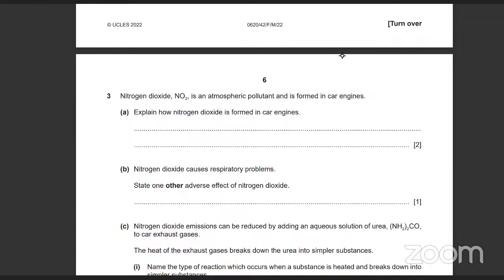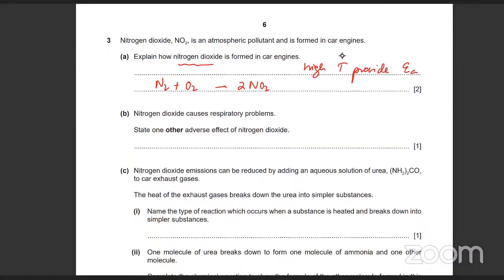How is nitrogen dioxide formed in car engines? It reacts with the oxygen in the air. See, air has nitrogen and oxygen. So in car engines, because of the very high temperature, it just burns up. So you're going to write the equation, and state that high temperatures provide the activation energy. Why doesn't it burn up in the air? Because N has a very strong triple bond, so there's no reaction. Nitrogen is very unreactive.